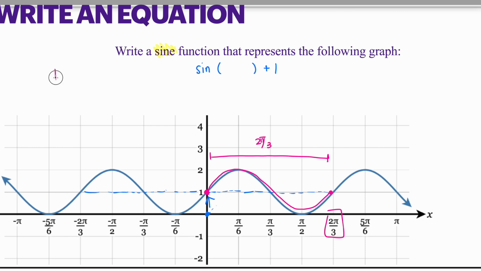So I'm going to do that. We know that the period is 2 pi over b, because b is what we're looking for. Since we know that 2 pi over b is the period and the period is 2 pi over 3, that means b must be 3, which means that must be a 3x. So that means our final answer is going to be sine of 3x plus 1.